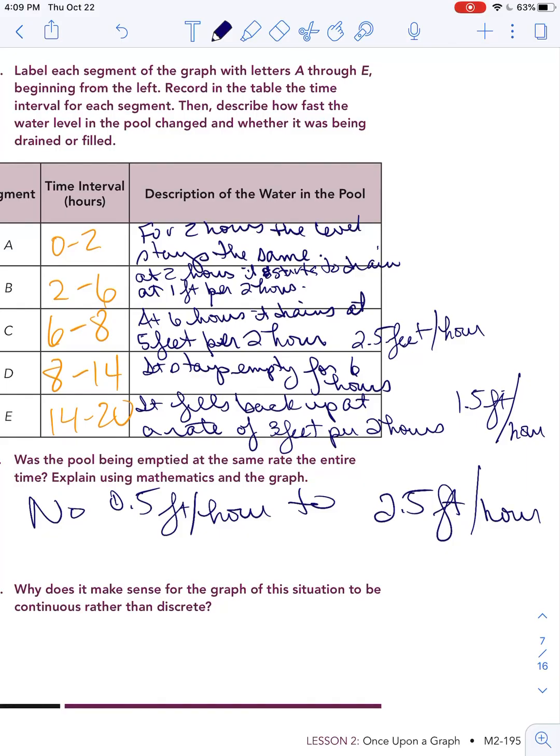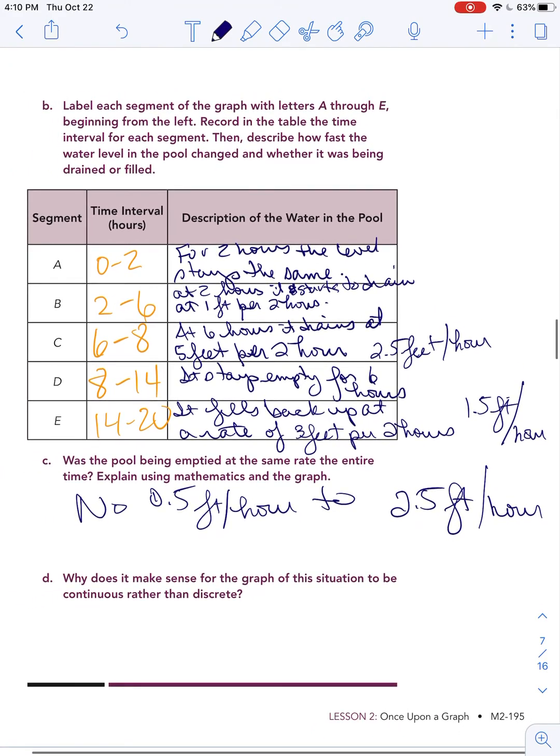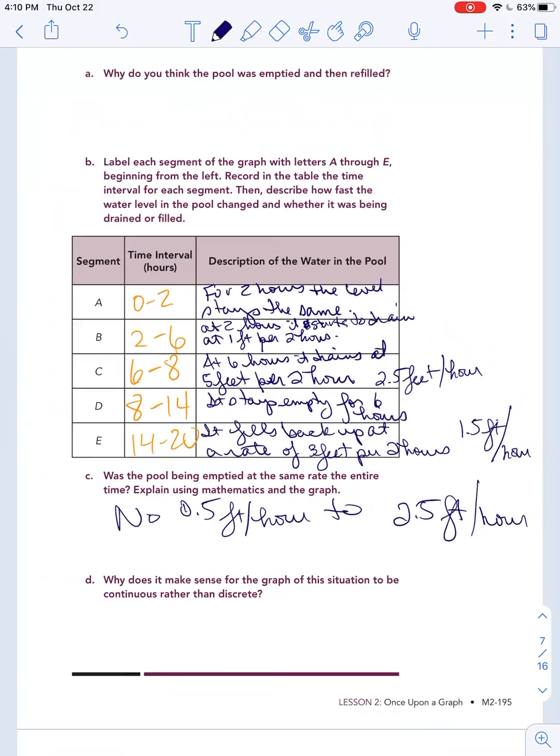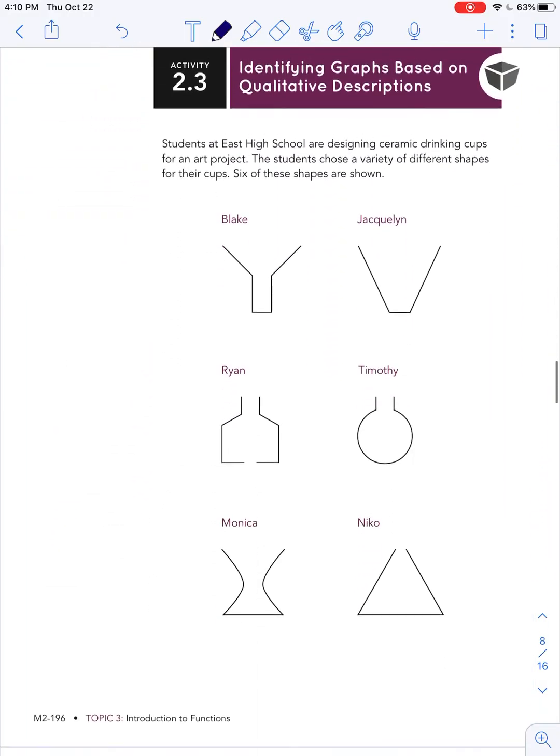So it changed. Why does it make sense for the graph of the situation to be continuous rather than discrete? Because it's not like it stops and starts, stops and starts, stops and starts. It's not like all of a sudden you take a whole bunch out all at one time. It actually has to drain.